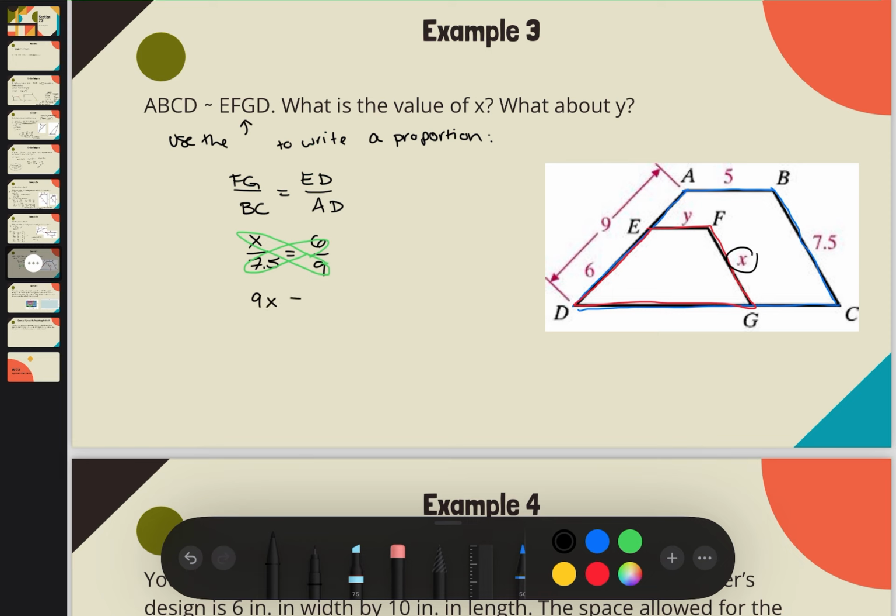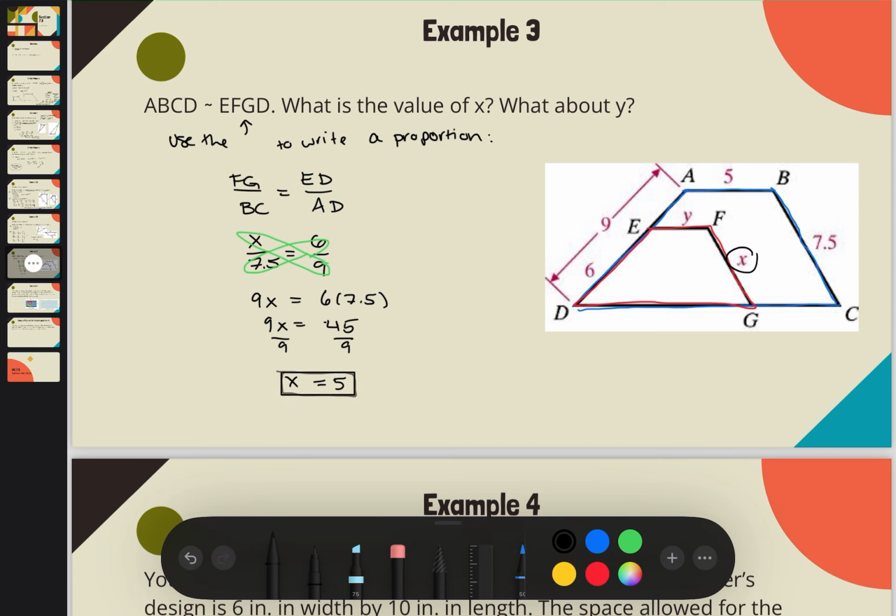Oh, sorry, not 9 times 6. 9 times X equals 6 times 7.5. What would that end up giving us? Cool, that gives us 45. I'm going to divide both sides by 9. I am left with X equals 5. All right, so that's our first answer.